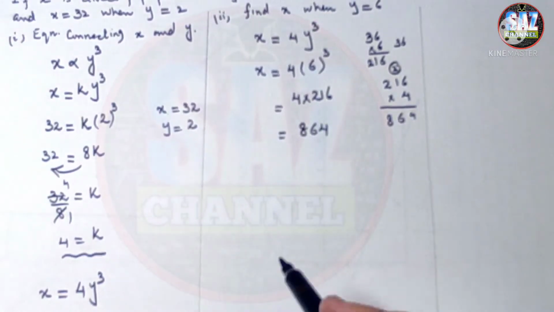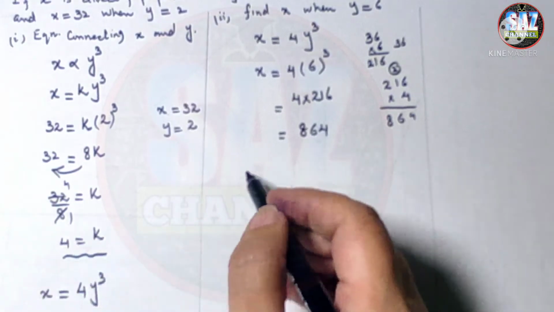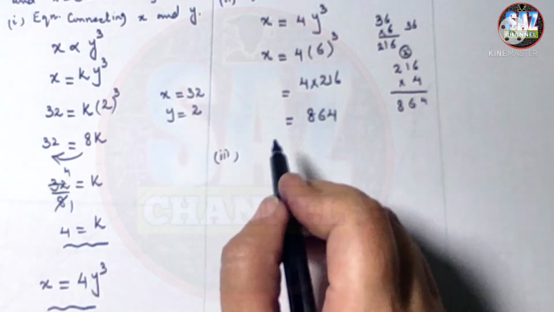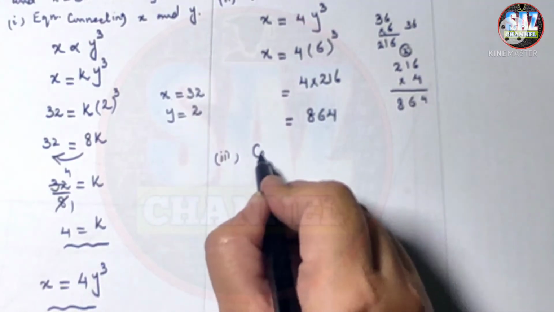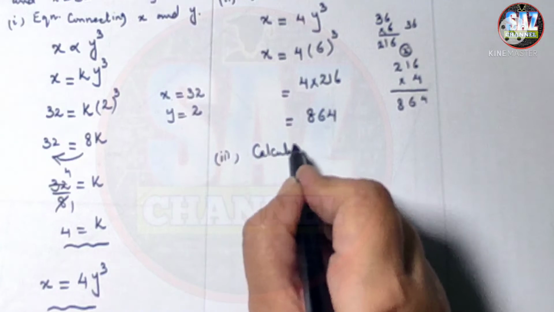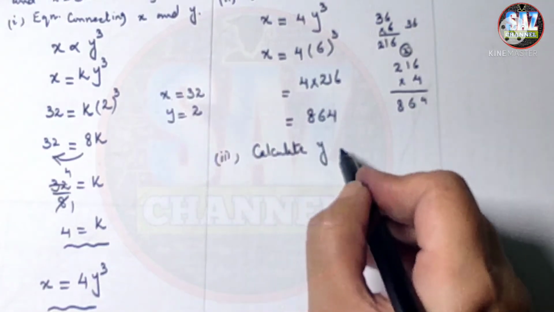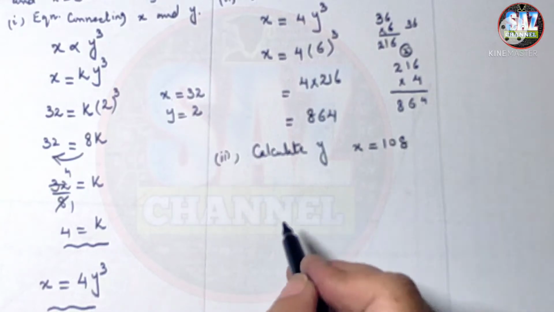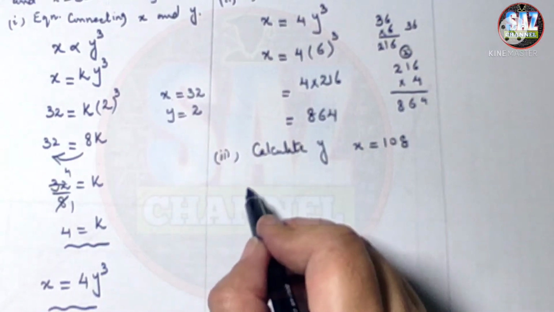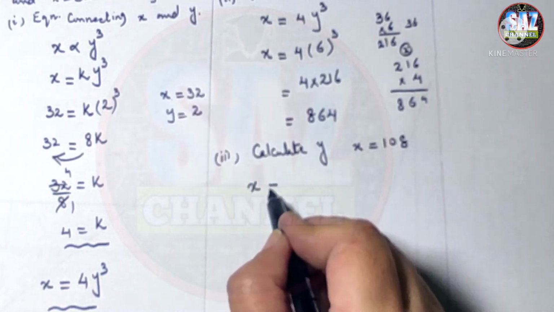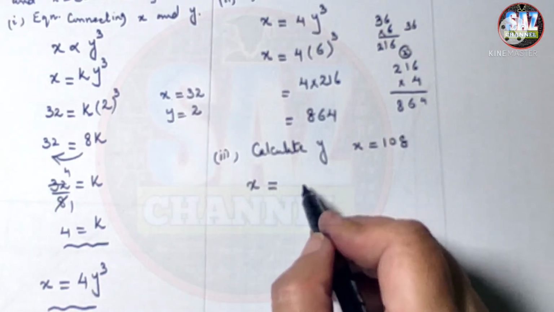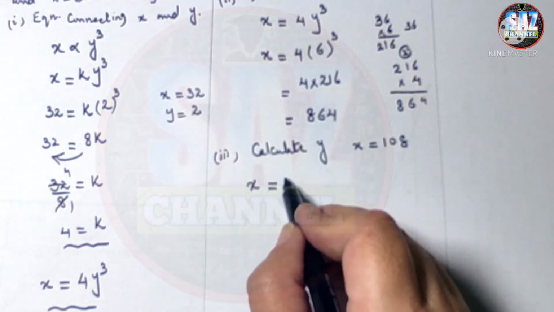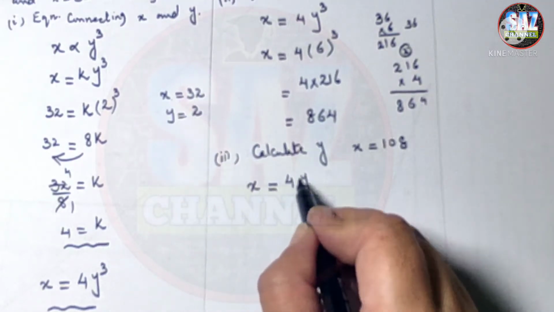Okay. Then the next part says that the third part is that we have to calculate y, or find y when x is 108. x equals 108. Now again, what we have to do, we do not have to find the equation connecting x and y or the relation again and again. Whatever relation we have obtained in the previous part, we have to use it as it is. x equals 4y cube.